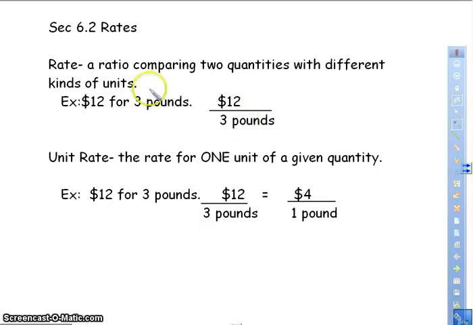It's the same process. We put the first one over the second. So $12 over 3 pounds. That's how we would correctly write the rate of $12 for 3 pounds. A unit rate is the rate for 1 unit of a given quantity. So if I want to know how much it's going to cost for 1 pound, I want to find the unit rate per 1.